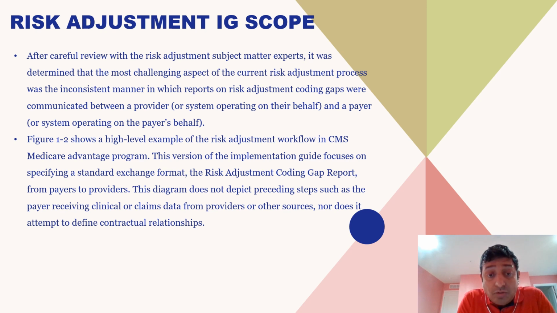Figure 1.2 shows a high-level example of the risk adjustment workflow in the CMS Medicare Advantage program. This version of the implementation guide focuses on specifying a standard exchange format, the risk adjustment coding gap report, from payer to provider. This diagram does not depict preceding steps such as the payer receiving clinical or claims data from providers or other sources, nor does it attempt to define contractual relationships.